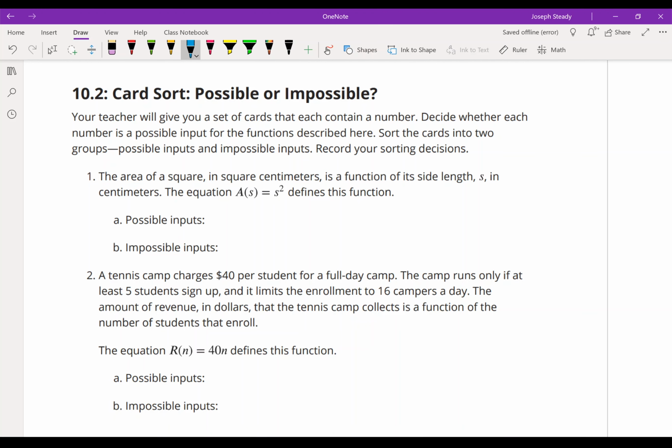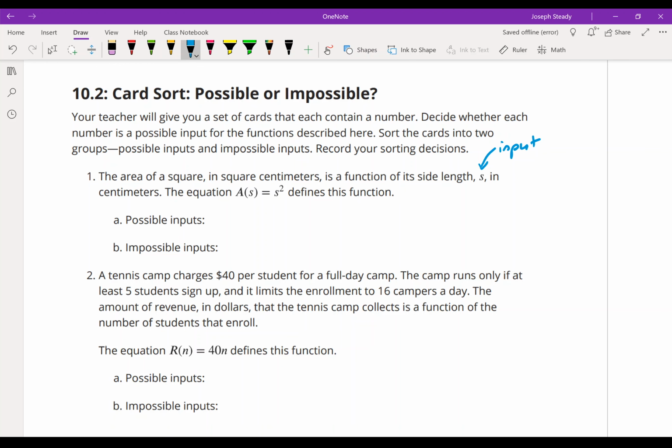So specifically with the first example, we are given a function where our input is the side length, s. This is our input. And we're trying to decide what numbers do make sense to plug in for side length for a square and what numbers don't make sense. Now they also tell us here that the output is area. That's not super important here, but it is relevant.